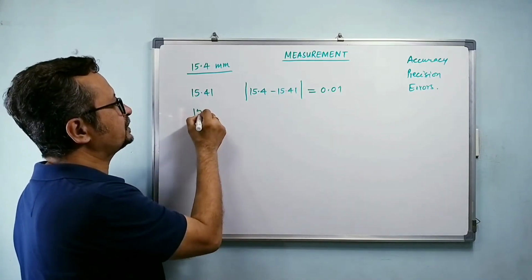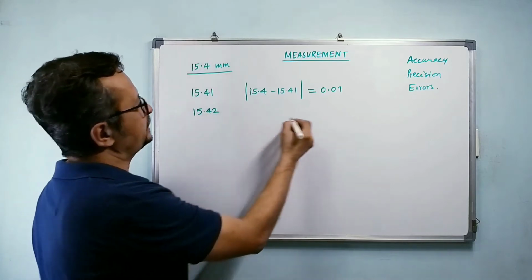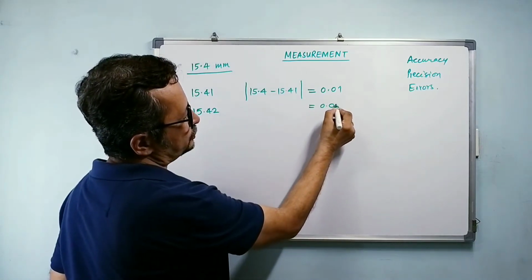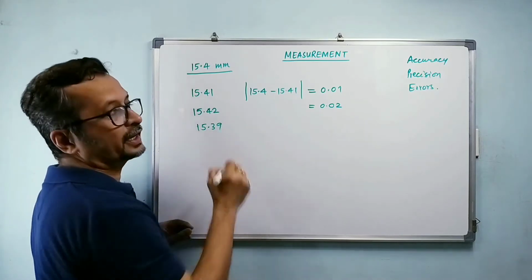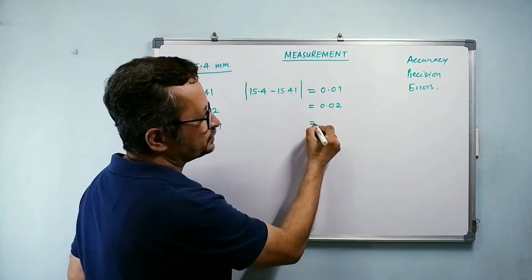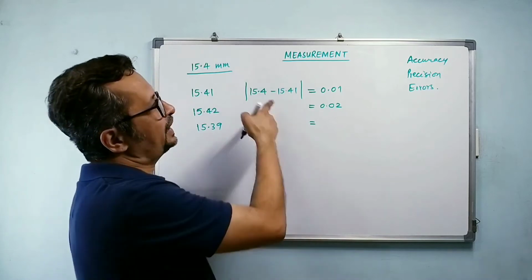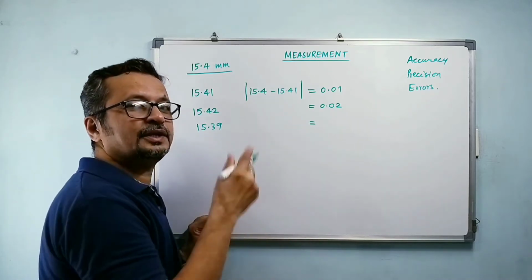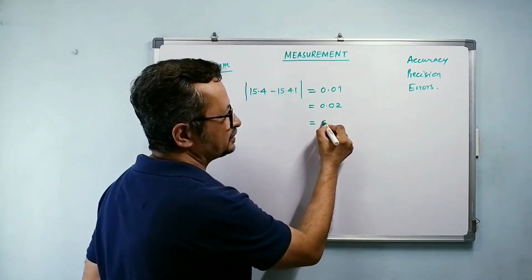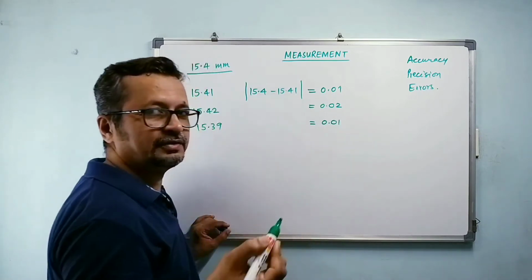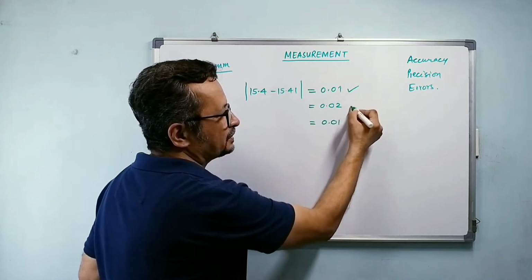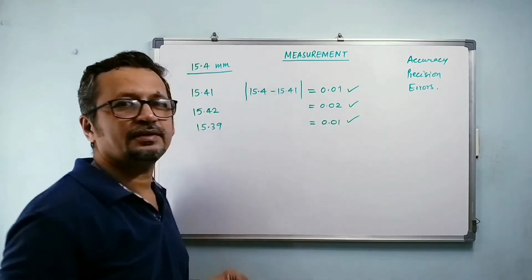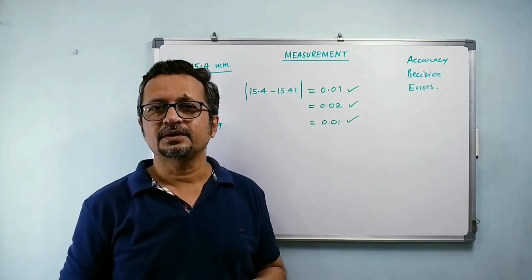If I have 15.42 here, then it would be 0.02. If I have 15.39, so again it is going to be minus 0.01, but then I'm taking the modulus of that, so that minus 0.01 is going to be again 0.01, only positive values. Correct. So these are my errors. Error in the measurement.